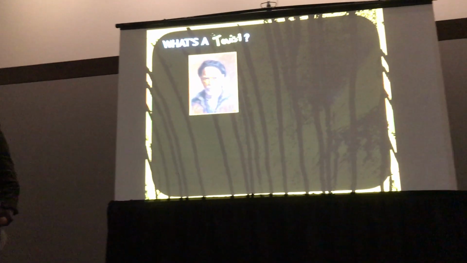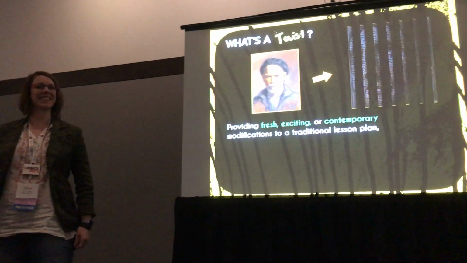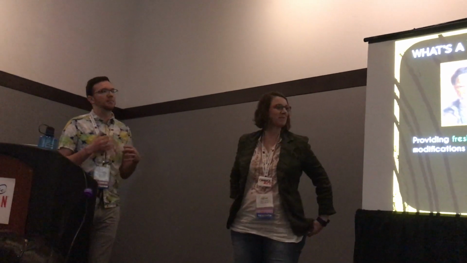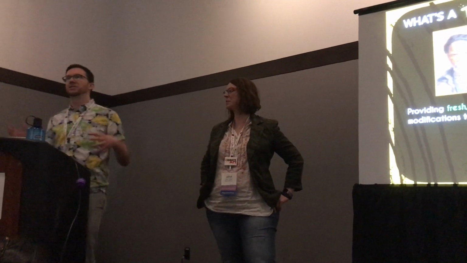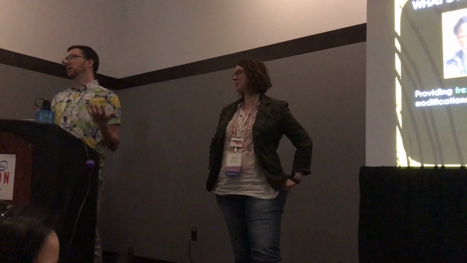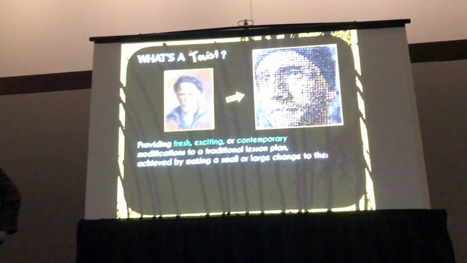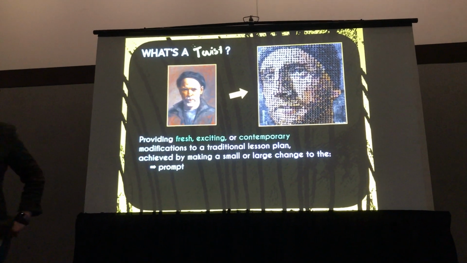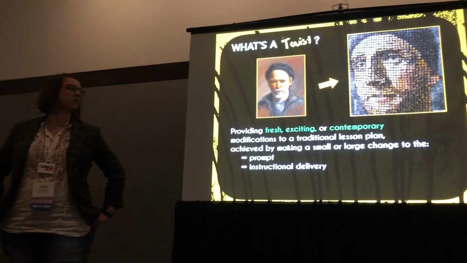Okay, so we're going to start off just talking about what we mean by a twist. So pretty straightforward. The idea is if there's a lesson idea or a STEM for something in your classroom that maybe feels a little bit traditional or old school, how can we find ways to bring some life into it, to make it fresh and exciting or maybe more contemporary in some way? And the way we want to do that is by making either small or large changes to a number of components of the lesson.